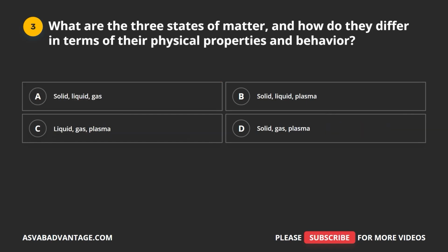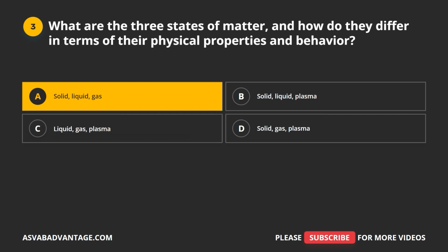Question 3. What are the 3 states of matter, and how do they differ in terms of their physical properties and behavior? A. Solid, liquid, gas. B. Solid, liquid, plasma. C. Liquid, gas, plasma. D. Solid, gas, plasma. The correct answer is A.